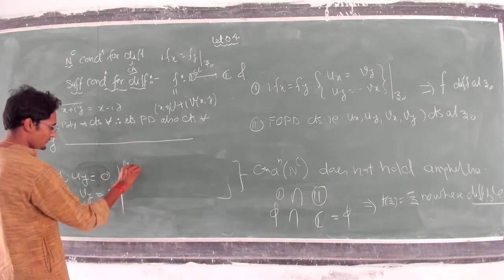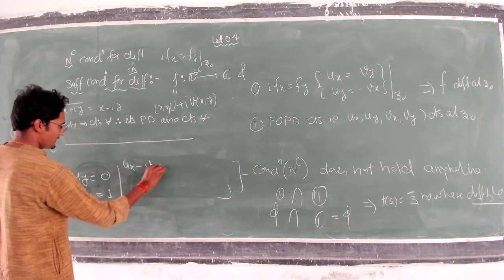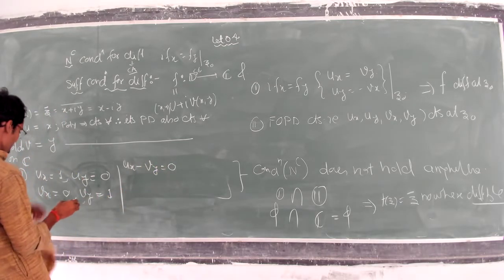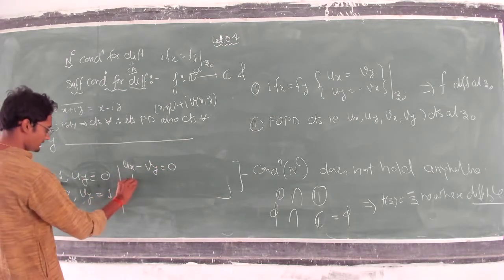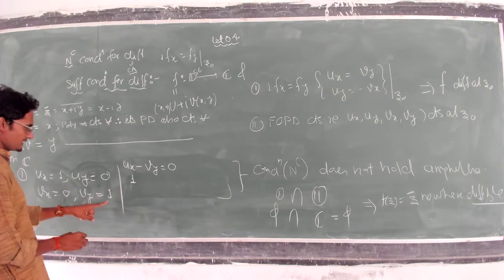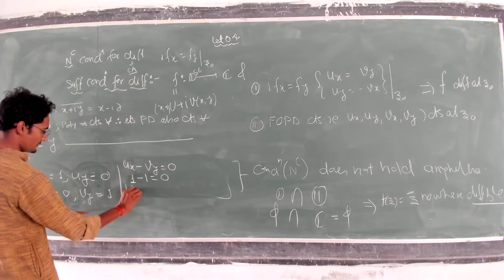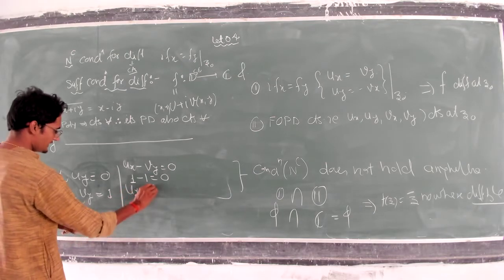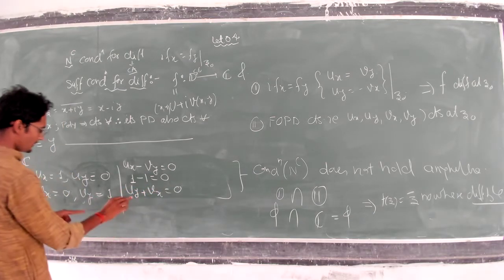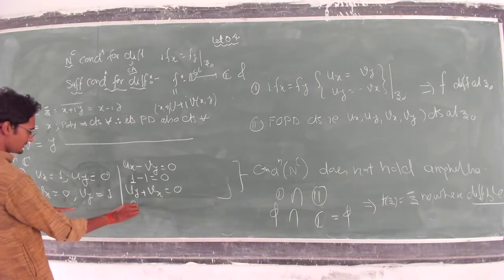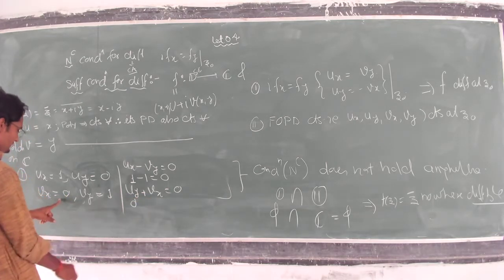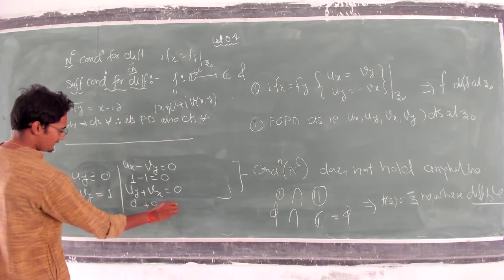So this is right, ux minus vy equal to 0. So ux is 1 minus vy, right? Yes. Uy plus vx is equal to 0, right? How much is uy? 0. Vx? 0. Oh, we made some mistake.